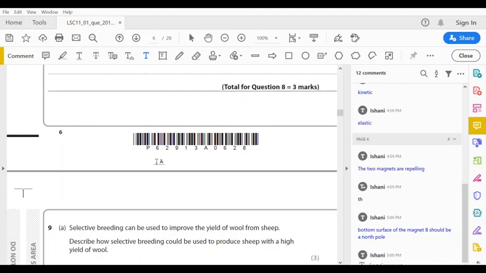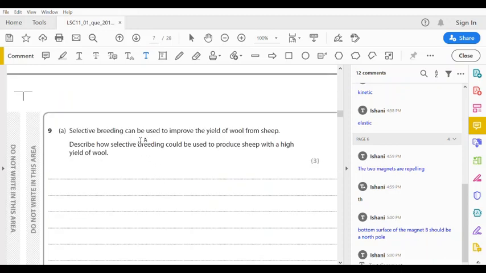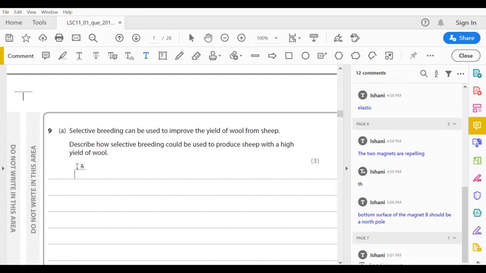Okay, so next one. Selective breeding can be used to improve the yield of wool from sheep. Describe how selective breeding could be used to produce sheep with a high yield of wool. So let's see now. We discussed selective breeding very recently. We do selective breeding to get some type of desirable feature. So they're asking for more yield of wool from sheep. So we will see how to do the process.